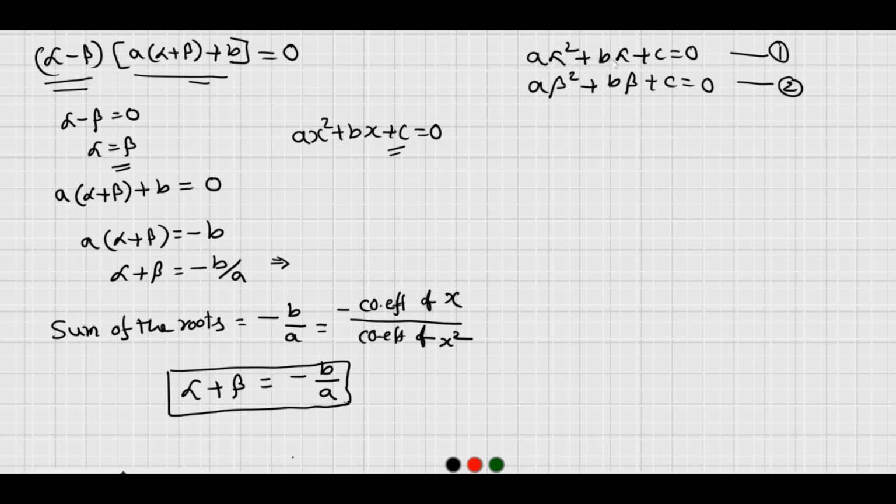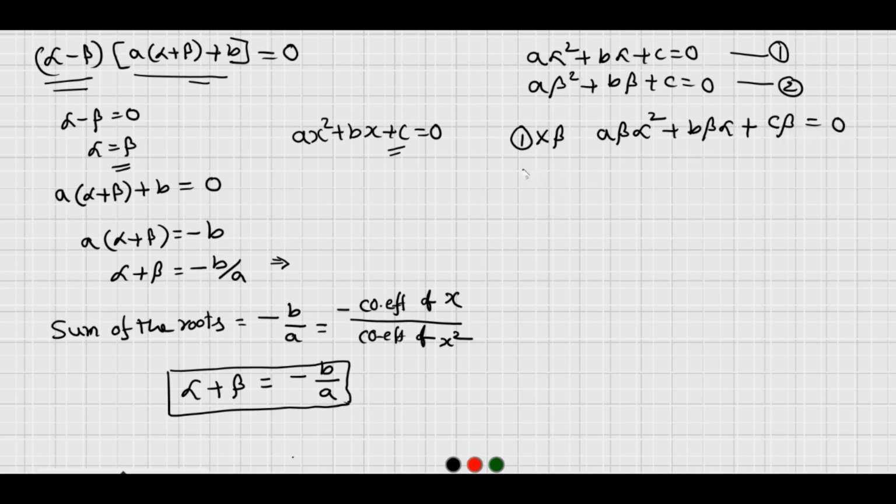If you multiply the first equation with beta, what I'm doing is multiplying that one equation with beta. Then what I get is a beta alpha square plus b beta alpha plus c beta is equal to 0. 0 into beta is also 0, right?